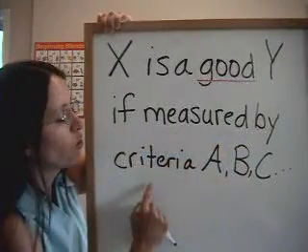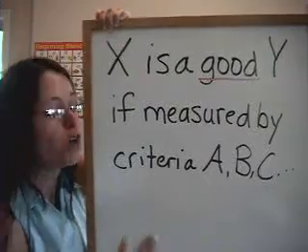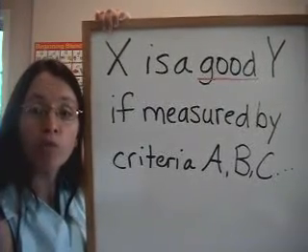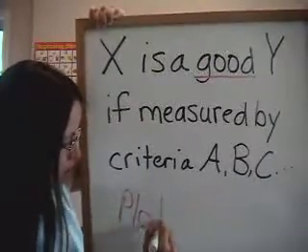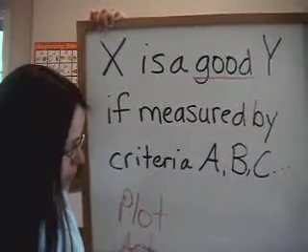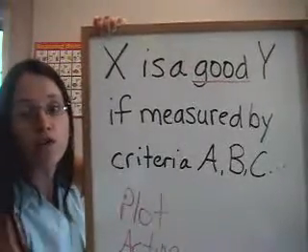If measured by criteria A, B, and C, and you're going to actually list out your criteria. So what are some criteria that we could use for movies? Well, there's plot. Plot is always a good one. There's acting, and we can go on and on and on and so forth.